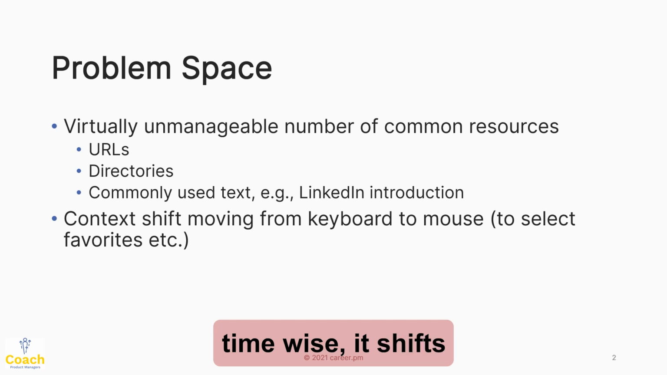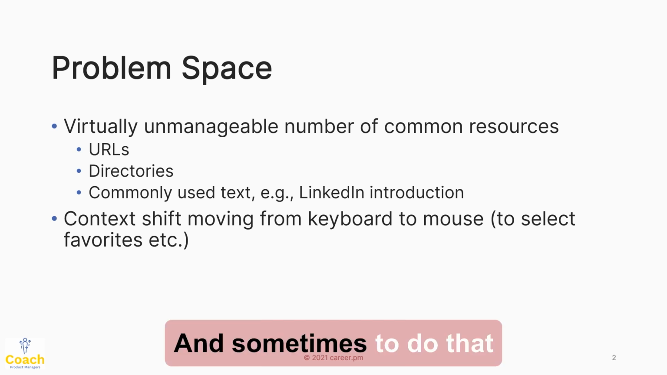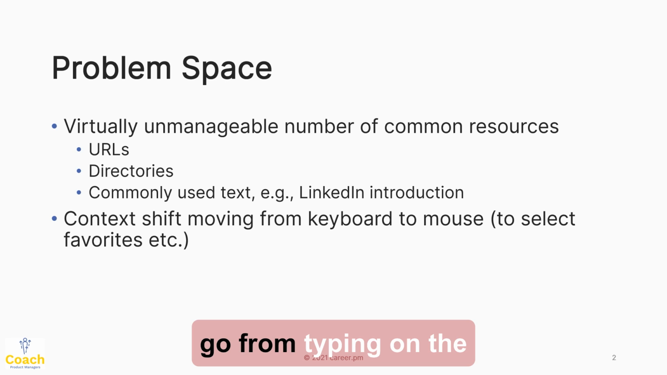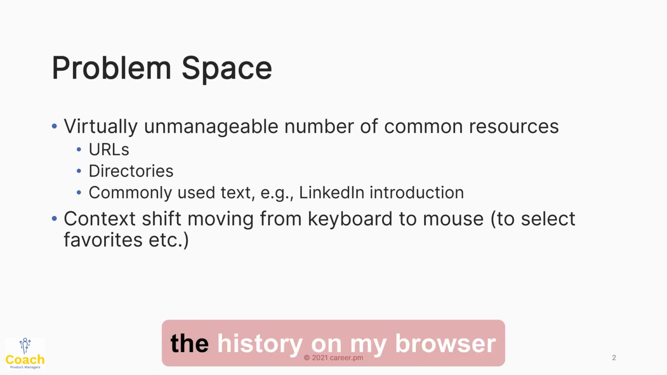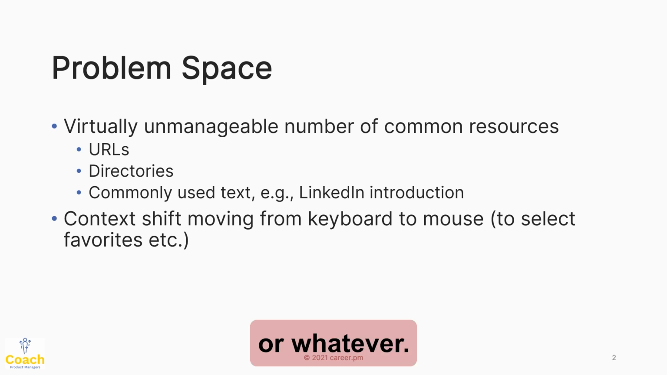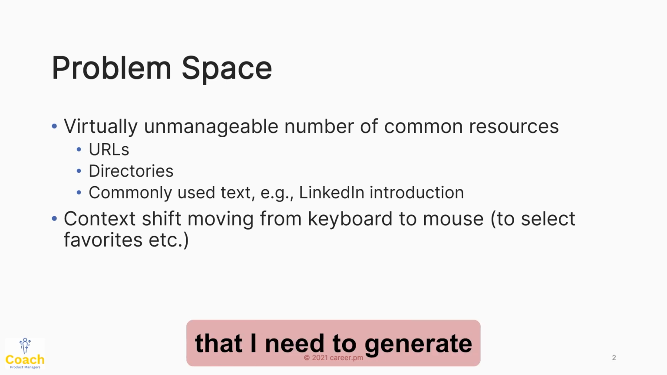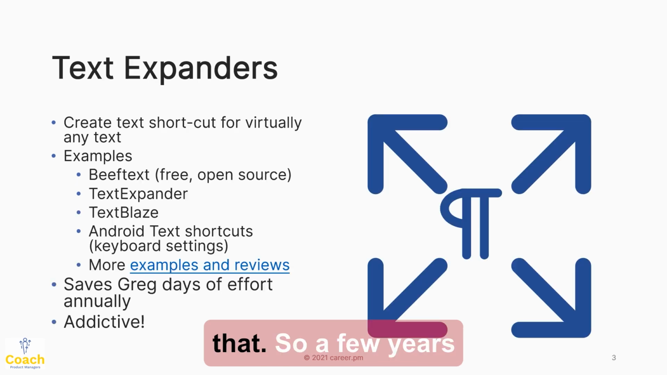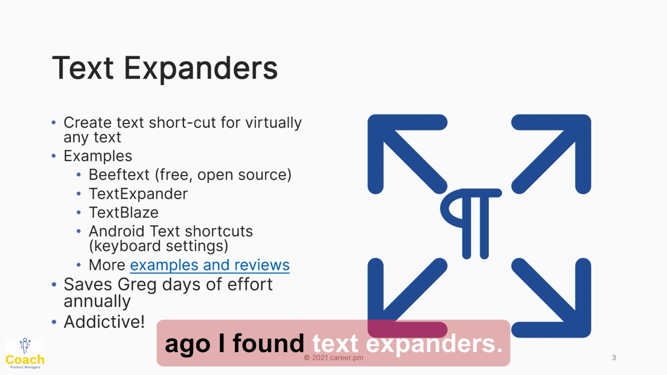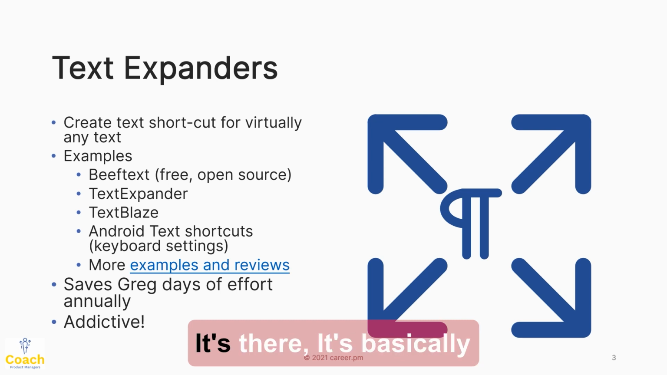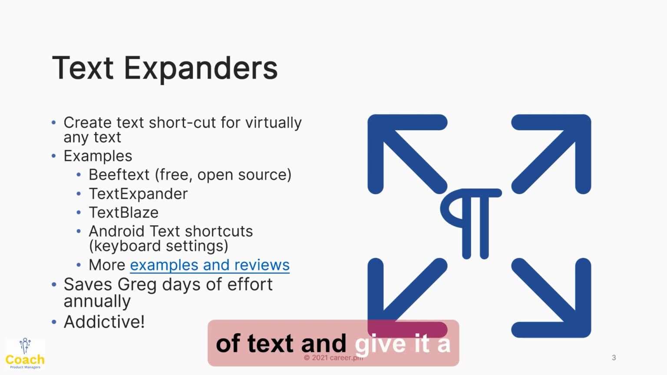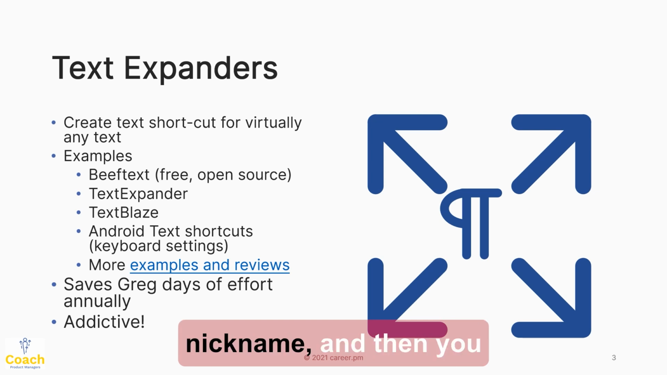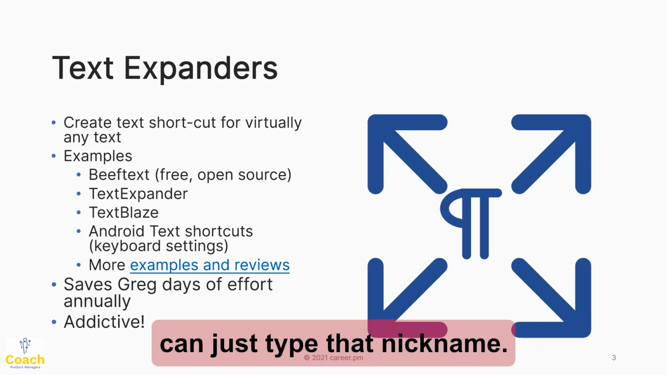It shifts your focus. And sometimes to do that stuff, I have to go from typing on the keyboard to going to a mouse to looking through the history on my browser, whatever. There's a bunch of text that I need to generate or reuse, and there's not a simple way to do that. So a few years ago, I found text expanders. It's basically software that allows you to take a long piece of text and give it a nickname, and then you can just type that nickname.